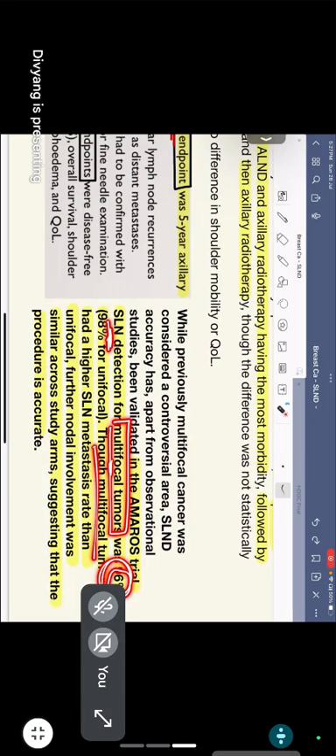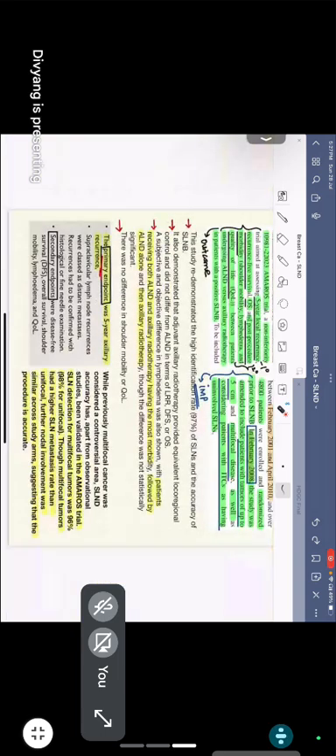Though multifocal tumors had a higher SLN mets rate, absolute rate, than unifocal, further nodal involvement was similar in both groups. So the sentinel concept holds: if SLN is negative, ALN is not needed. That held true. But here also, like in the AMAROS trial, sentinel lymph node dissection is feasible in multifocal tumors. They proved this.